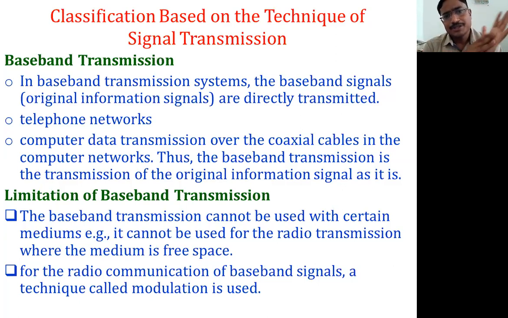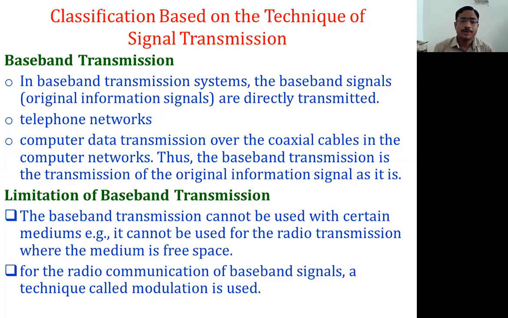But with baseband transmission, we cannot transmit the data for longer distances. Like we cannot send the data from Latur to Nilanga or Latur to Ahmedpur, because that is a long distance. Baseband signals are weak and they get degraded as they travel longer distances. The second limitation is that it cannot be transmitted in free space. The baseband signal is the electrical equivalent, so an electrical signal cannot be passed in the air or vacuum.